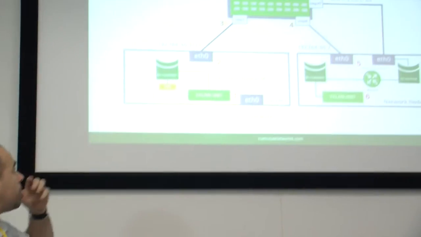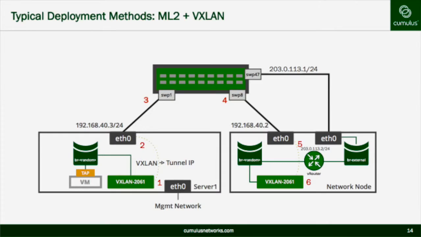Now, how would that look like in an OpenStack environment? Simply every compute node has an IP address, and you set up VXLAN tunnels between the hosts.